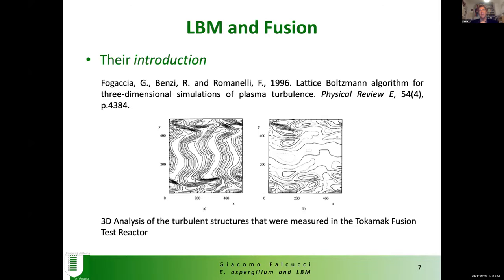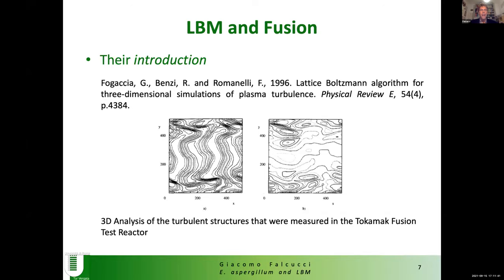The literature is overwhelming, so I must stress that I will talk just about the papers that are conceived to deal with nuclear fusion or also fission, because also in the fission section, we must consider LBM as a powerful tool. So the first paper to deal with 3D numerical simulations of plasma was this by Fogaccia, Benzi, and Romanelli in 1996. So this is why the title is 25 year marriage. And they made this 3D analysis of the turbulent structures that were measured in the tokamak test reactor.